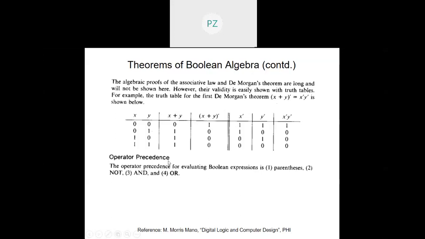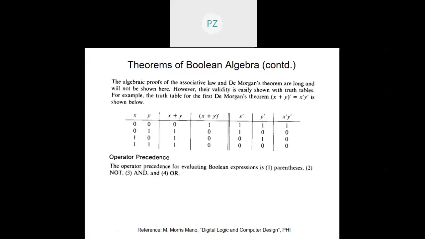One important thing is the operator precedence. Remember, in ordinary algebra we have brackets, of, division, multiplication, right? Addition, subtraction, BODMAS we used to remember, right? So similarly we have some operator precedence for Boolean algebra also. It is parenthesis first, followed by not, then and, then or. So remember this precedence. These are just three operations plus the parenthesis. In the case of ordinary algebra we also had multiplication and division, subtraction and division.